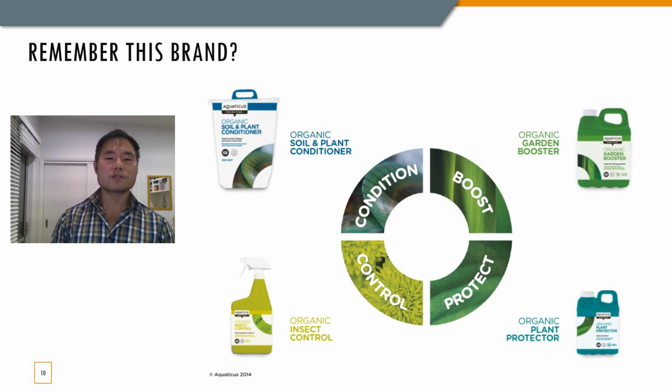And also with the circular structure, you'll notice that there are four main product categories. There's the conditioning product, the boosting product, the protecting product, and the controlling product, right? And so this, once again, creates this knowledge structure so that in the future, if new products are created, it'll be easier to tap into this existing structure of the four things that you need to worry about when you do your home vegetable gardening, for example.